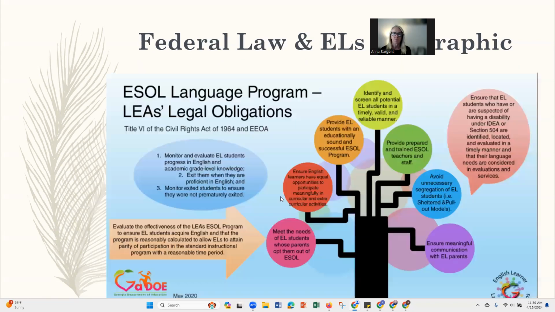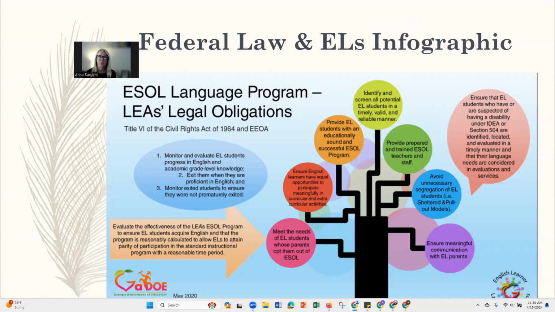I really love this infographic. It is put together by the Georgia Department of Education, and it shows us in one quick glimpse the legal obligations of the school system. We talked some about this when we looked at the different laws that protect our ELs. Here they are all together. As you begin your work in a school district, it's important for you to know what your obligations are as a district, as a school, and as a teacher to help meet the needs of the English learners in our classrooms.